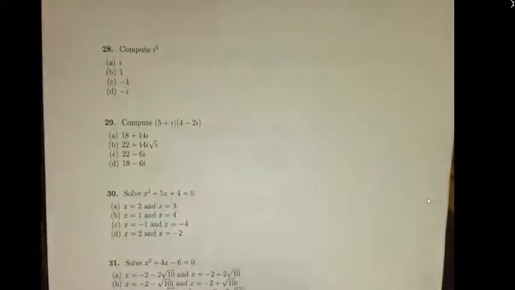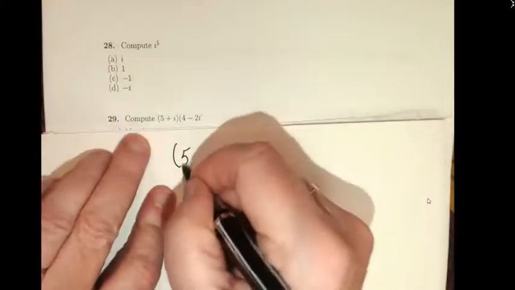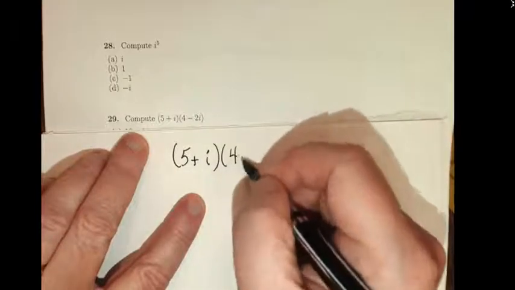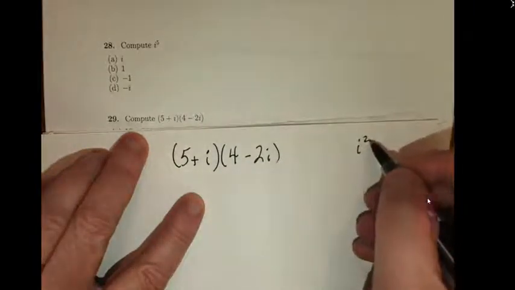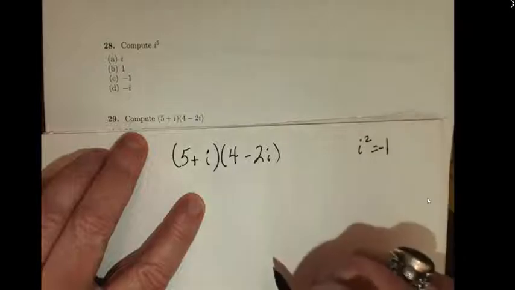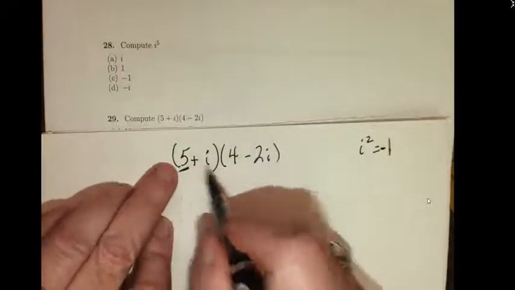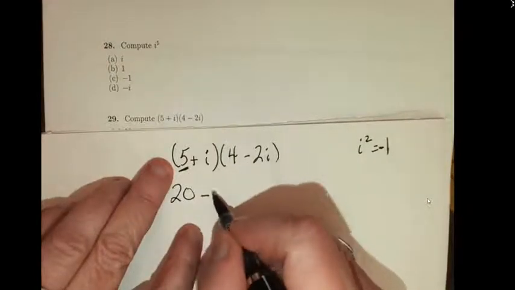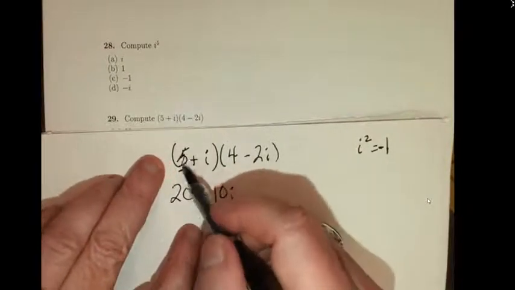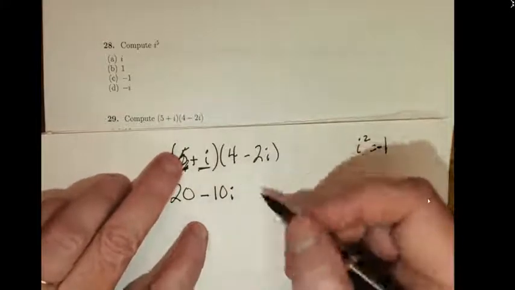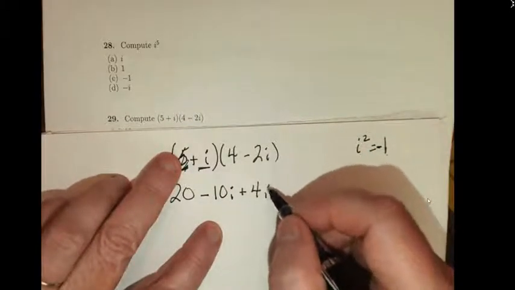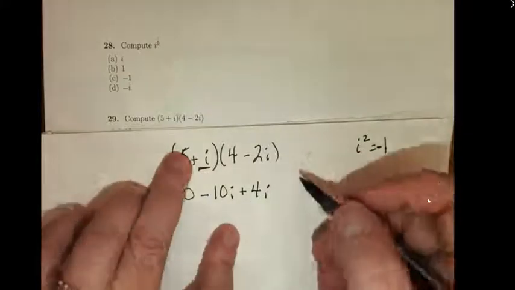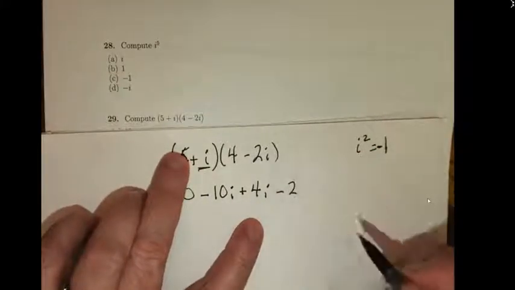All right, now number 29, we are going to FOIL that, but we have to remember that i squared is equal to -1. Okay, so if I'm going to FOIL this, I'm going to have 5 times 4, plus 5 times -2i, which will be -10i. And then I'm going to have i times 4, which we write as 4i. And then I'm going to have i times -2i, which is going to give me -2 times i squared.